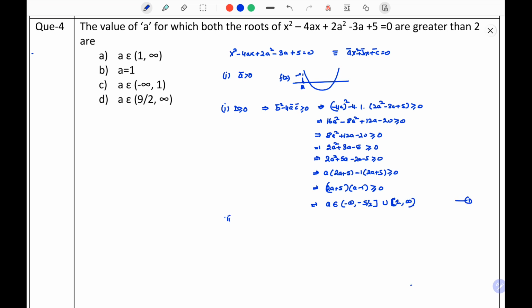The second condition is that the vertex lies on the right hand side of x equal to 2. So x_v is greater than 2. This implies that minus b by 2a is greater than 2, where b has the value minus 4a and a has the value 1. So it is greater than 2, or we can say 2a by 2 is greater than 2, or a is greater than 1. This is our condition number 2.